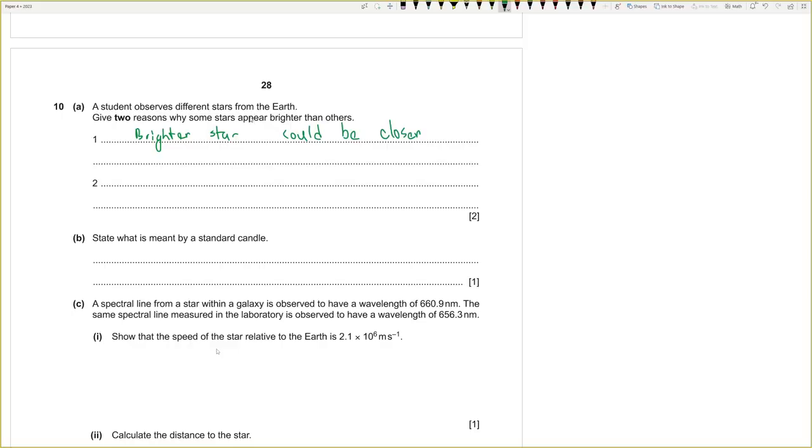A brighter star is hotter is also allowed. The brighter star could have a greater luminosity in the visible wavelengths. They allowed brighter star is hotter, or just the brighter star has greater luminosity.